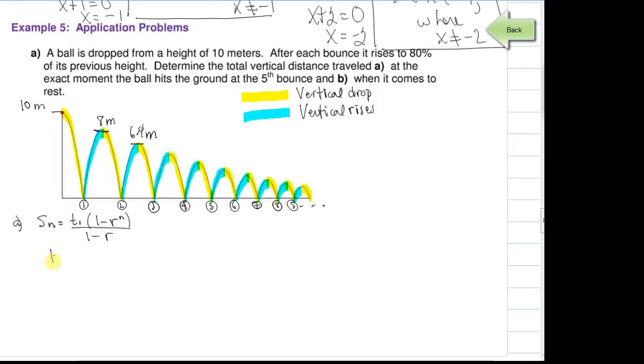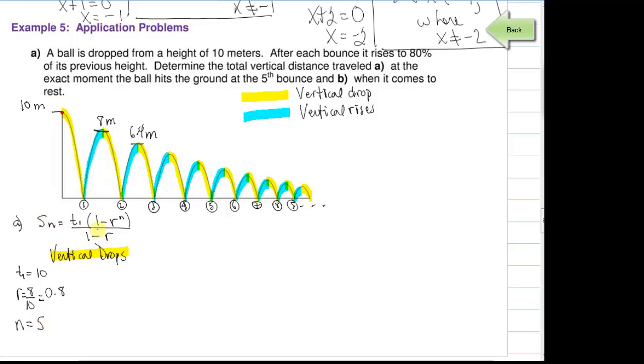So we'll first do our vertical drops. Okay, so for our vertical drops, T1 will be our starting point, which is 10 meters. We can get r by dividing t2 by t1. So we get 0.8. And the number of vertical drops that we have up until the fifth bounce is 1, 2, 3, 4, 5. Okay, so n is 5.